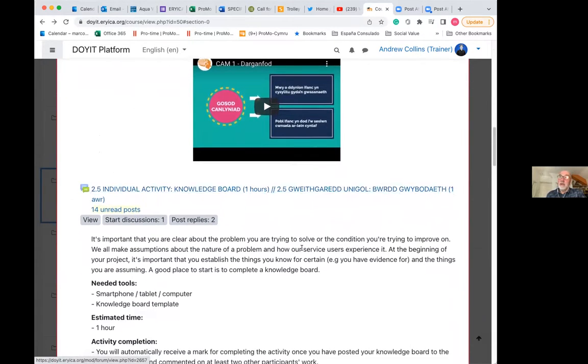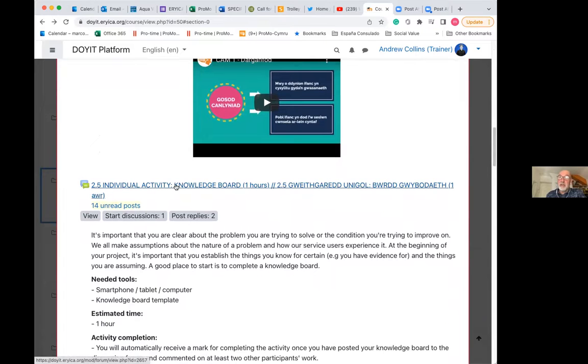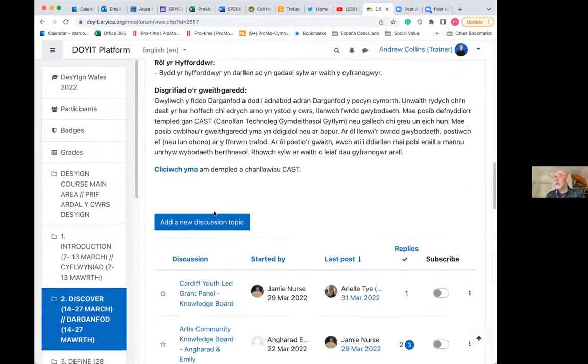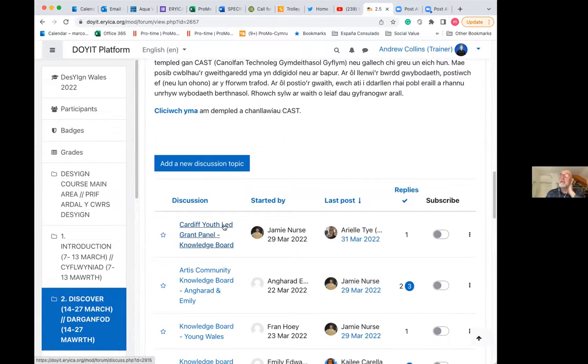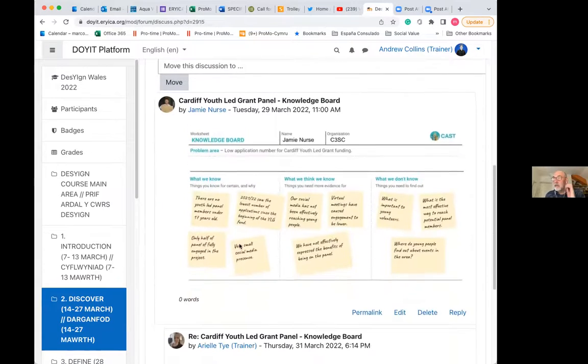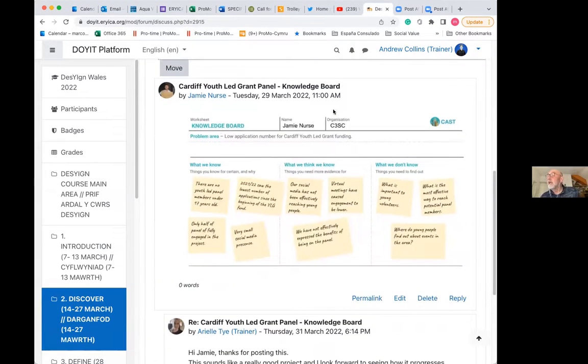And this is one of the individual activities, the knowledge board. So if I show you that. This is one person's knowledge board, Cardiff Youth-led grant panel. This is something that Jamie put together. Tutors Ariel was instrumental in developing all this. I'm not sure you'll be able to read that, but this knowledge board is one of the activities, the sets of activities that help you through the process. The problem area says low application number of Cardiff Youth-led grant funding. That's the problem that they're trying to deal with.